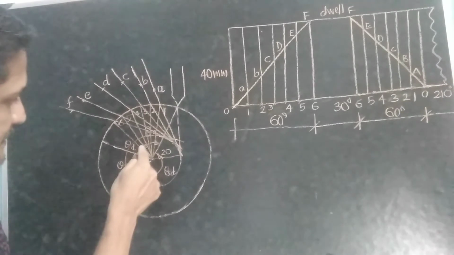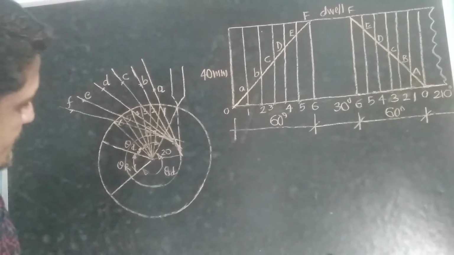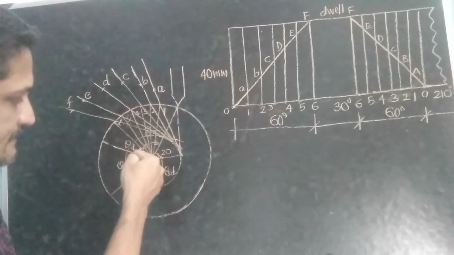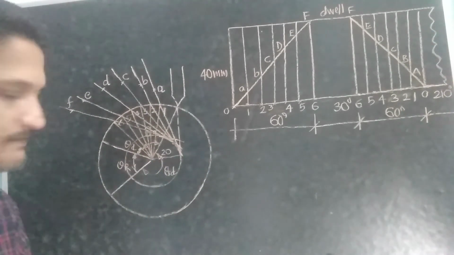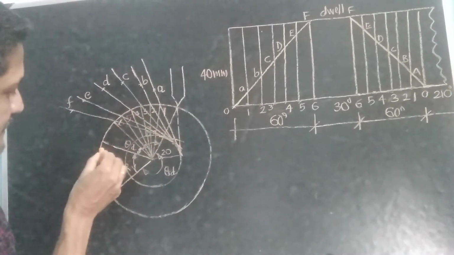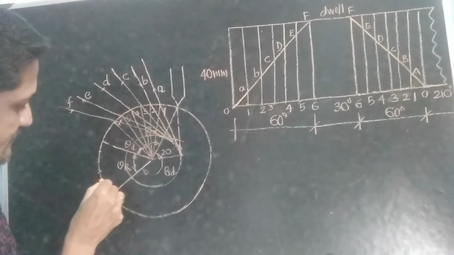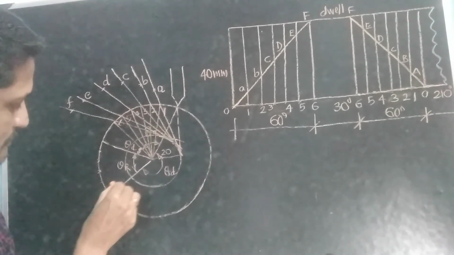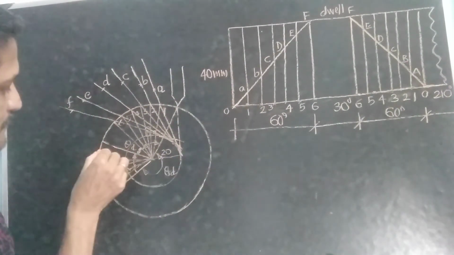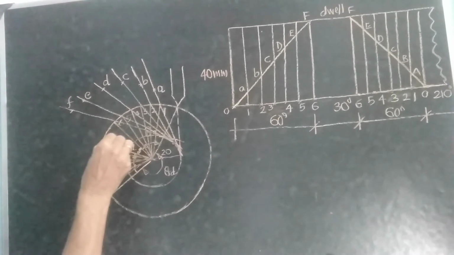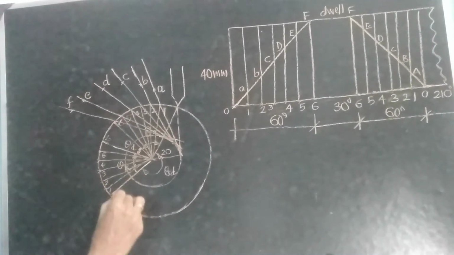Next 30 degree is the dwell period, and the next 60 degree. After that dwell period, the next 60 degree is the return stroke. We can again divide this part, the return stroke, into 6 equal parts: 1, 2, 3, 4, 5, 6. And these points will become 6, 5, 4, 3, 2, 1, 0.